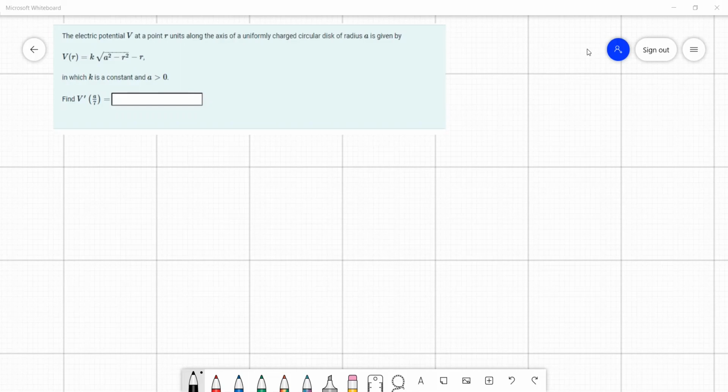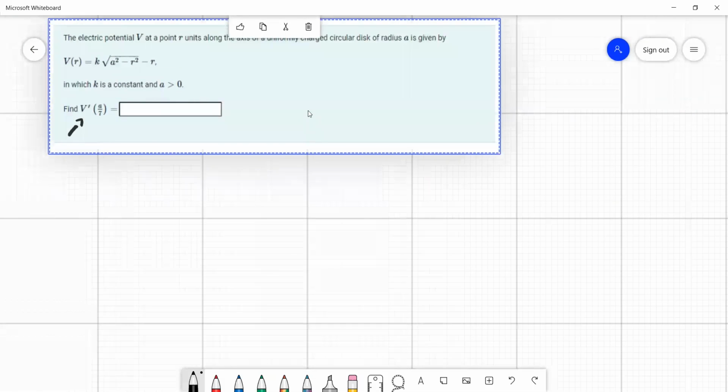And notice over here, it says it wants the first derivative with respect to r, but it wants us to replace the r, wherever we see r, with a over 7, a divided by 7. So what does that mean? Well, that means that after we differentiate the original equation, wherever we see an r, we replace it with this value, a over 7.